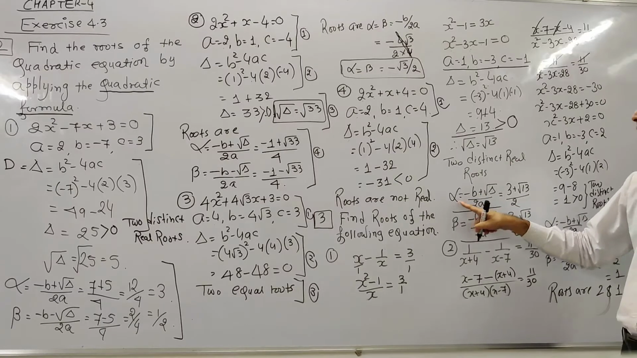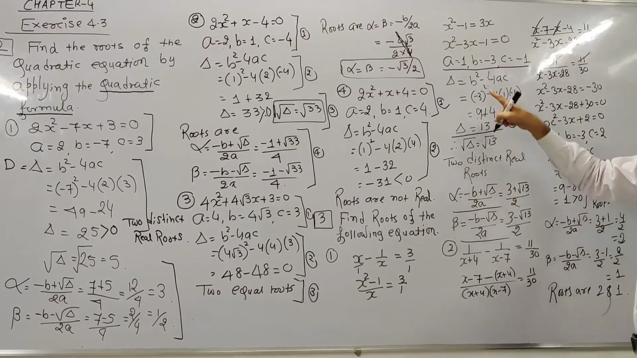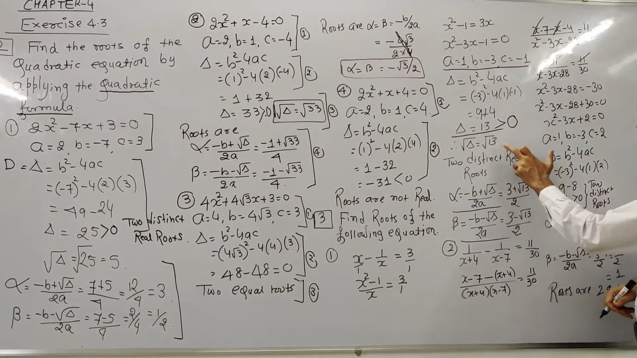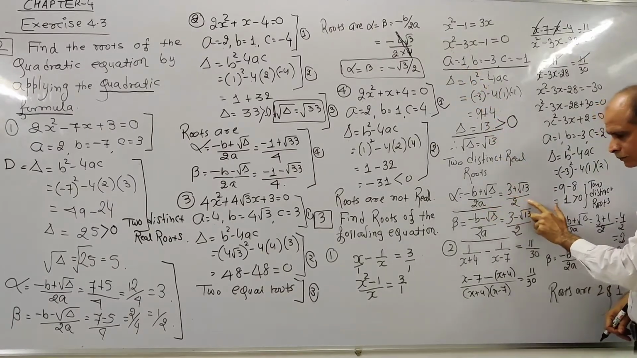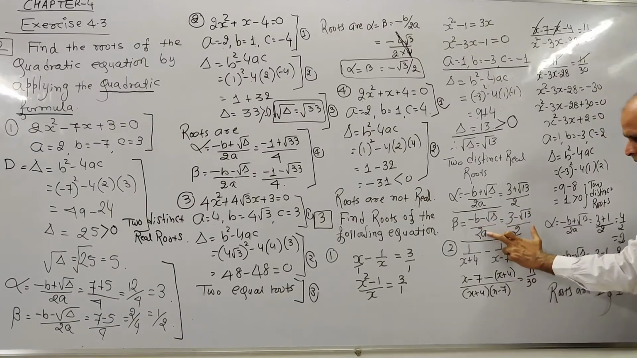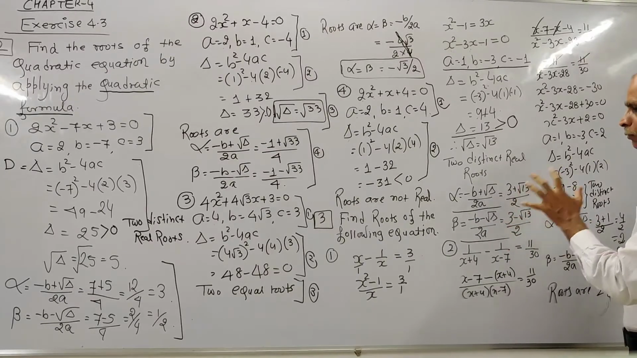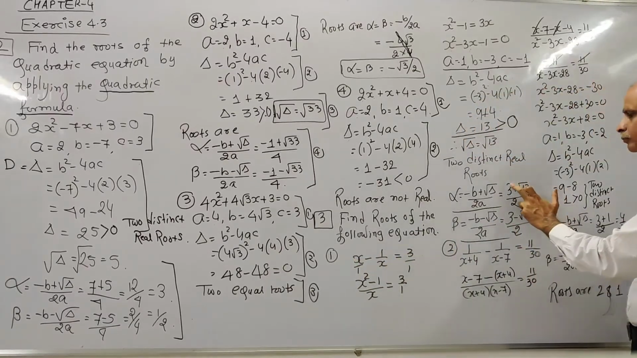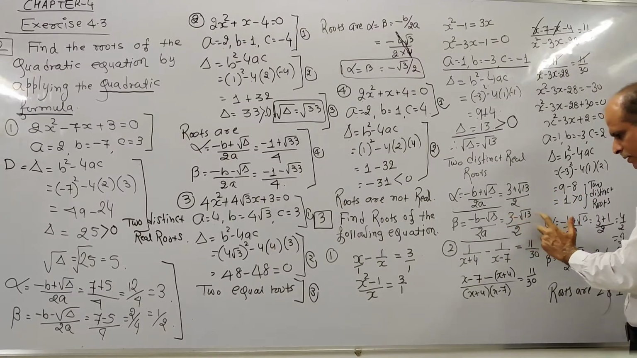So alpha is equal to minus b plus under root delta by 2a. Minus b, b means minus 3, so this becomes plus 3 plus under root 13 by 2a, a means 1, so 2a means 2. Similarly beta is equal to minus b minus under root delta by 2a is equal to 3 minus under root 13 by 2. So the roots of this equation x minus 1 upon x is equal to 3 are 3 plus under root 13 by 2 and 3 minus under root 13 by 2.